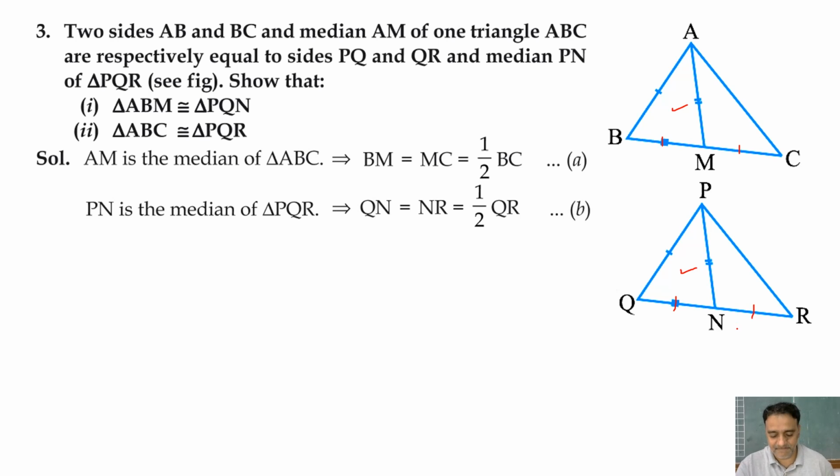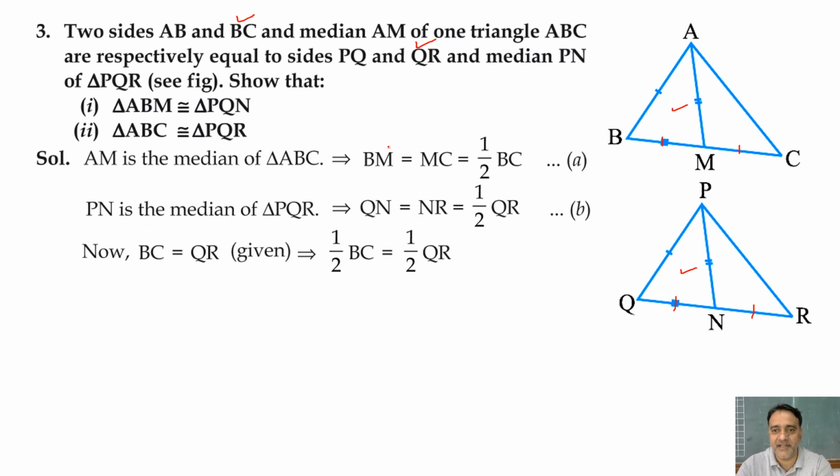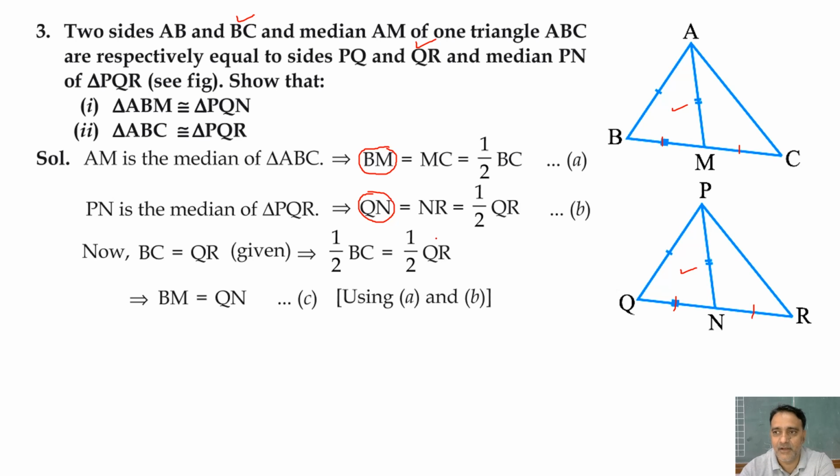Any doubt here? No, sir. Now in the question, it is given that BC and QR both are equal. So that means half of BC is equal to half of QR. So half of BC के प्लेस में हम लोग लिख सकते हैं BM और half of QR के प्लेस में हम लोग लिख सकते हैं QN. So this will imply BM is equal to QN. Any doubt here? No, sir. Okay. Now we are going to take these two triangles.